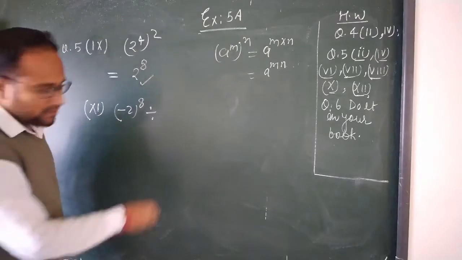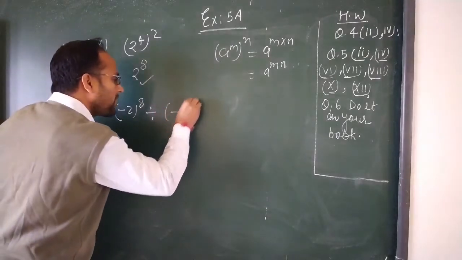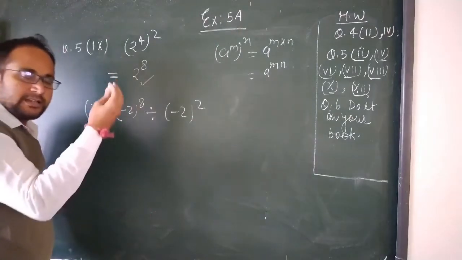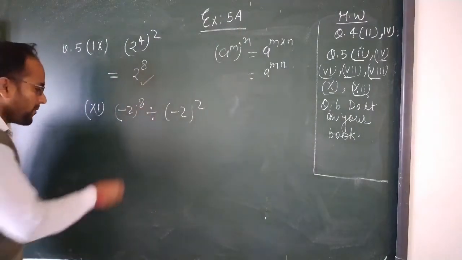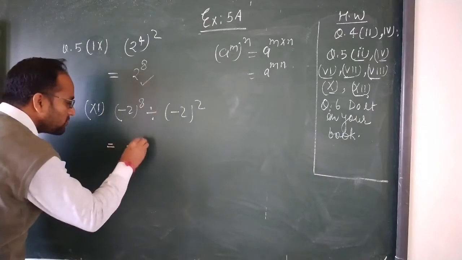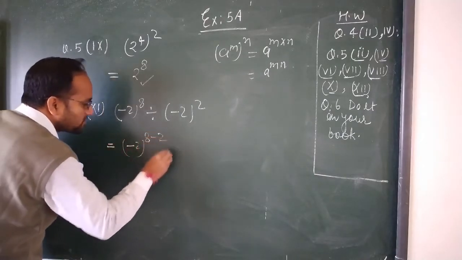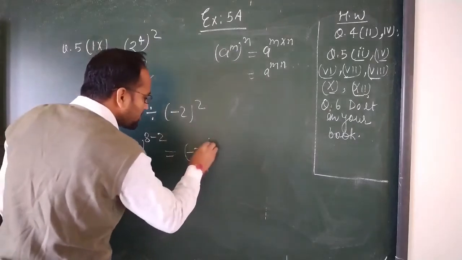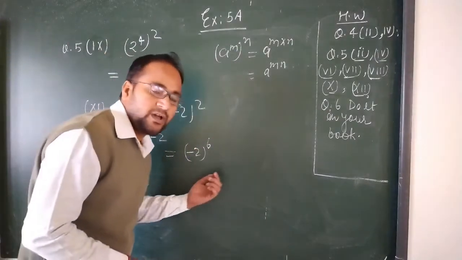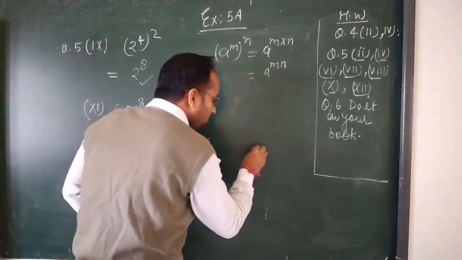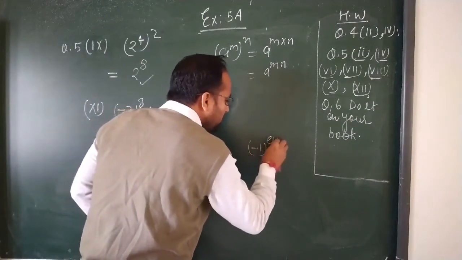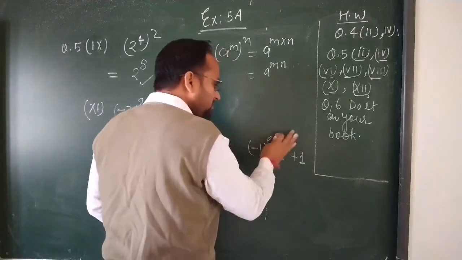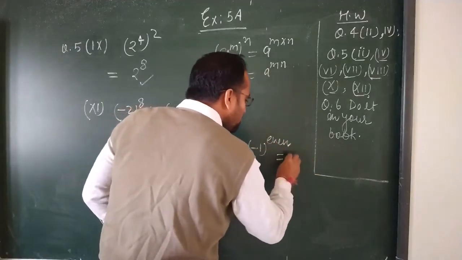divided by minus 2 to the power 2. You know that if bases are equal, then in division you will easily subtract the powers. So you will get minus 2 to the power 8 minus 2. What will you get, students? You will easily get minus 2 to the power 6. And you know that if the base is negative and the power is an even number, then you always get a positive value.